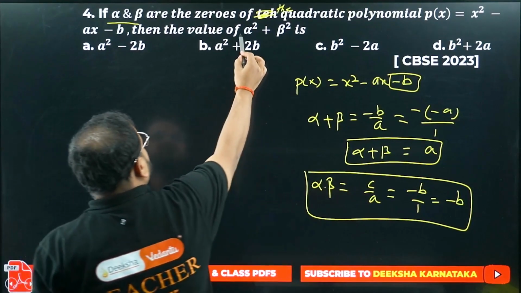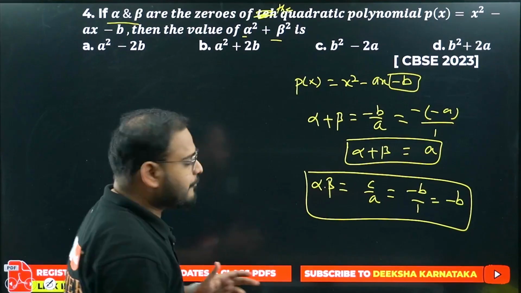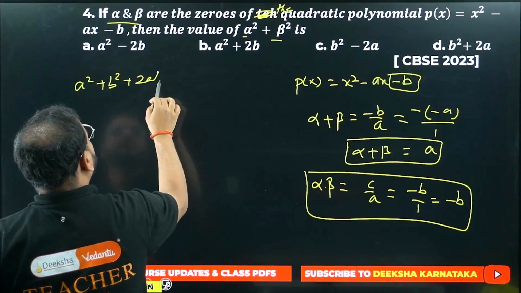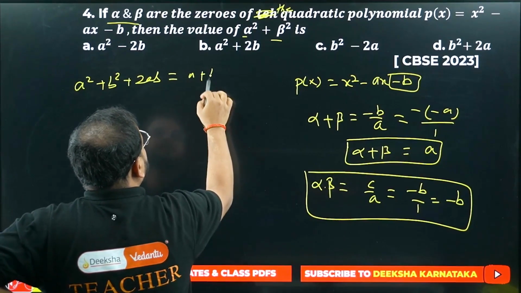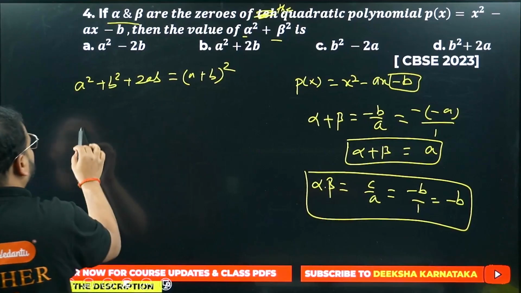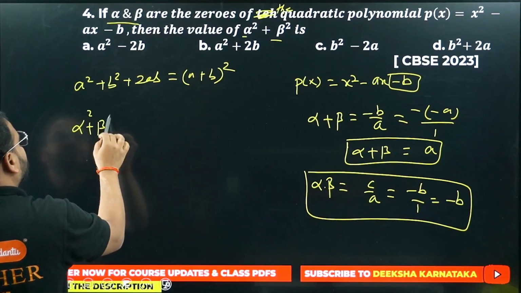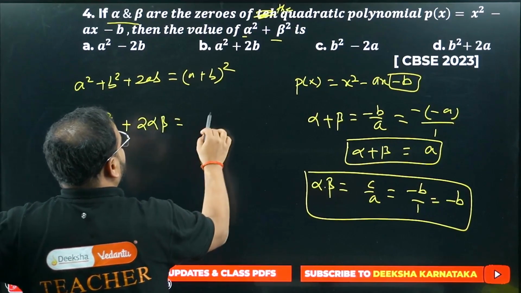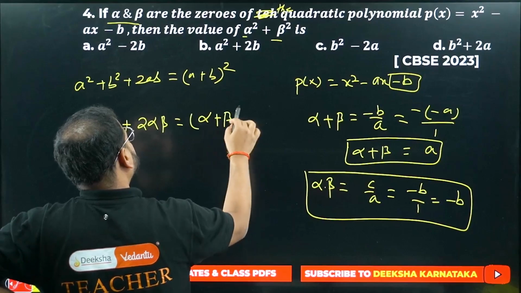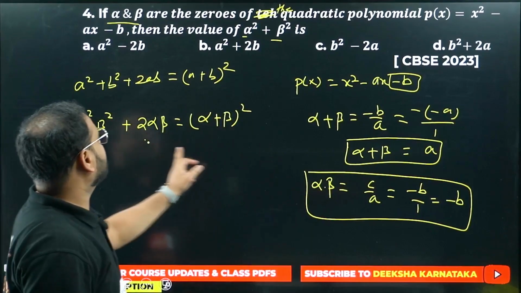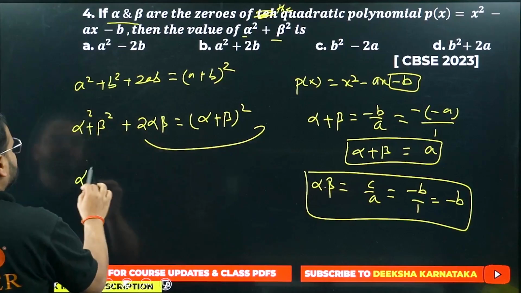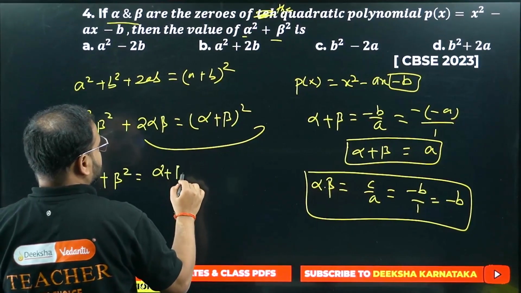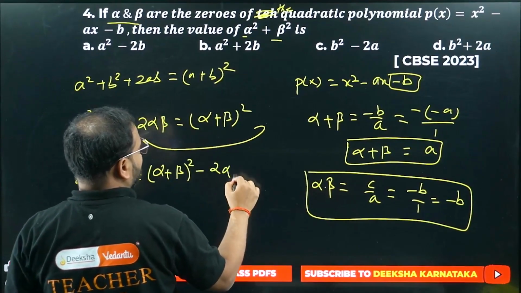They are asking us alpha square plus beta square. If you remember from the identity of a plus b, we know that a square plus b square plus 2ab equals a plus b the whole square. Same thing I can write for alpha and beta. I'll get alpha square plus beta square plus 2 alpha beta equals alpha plus beta the whole square. Correct? Now bring this 2 alpha beta on this side. Please check. So alpha square plus beta square equals alpha plus beta the whole square minus 2 alpha beta.